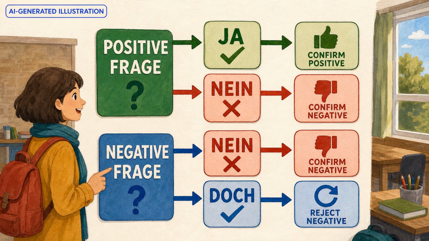For a negative question, nein confirms the negative, while DOCH rejects it and restores the positive. When in doubt, do not translate the English word yes. Find the proposition the question has made negative.